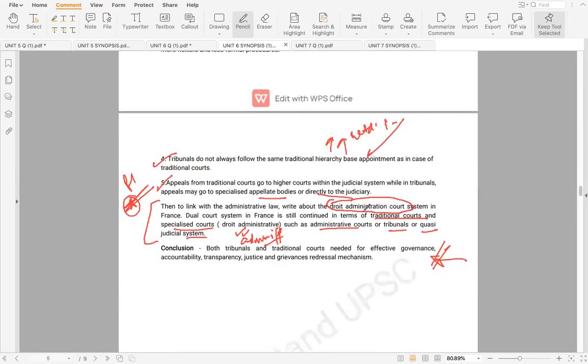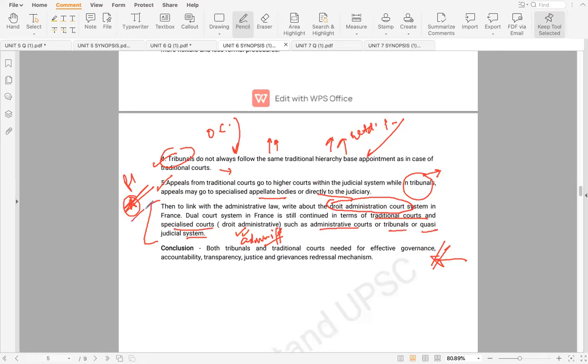Also, tribunals do not follow the traditional hierarchy based appointment, in the sense that you can also have retired bureaucrats coming into the tribunals. However, this is not the case with ordinary courts or traditional courts. Moreover, retired justices from the ordinary courts can also come into the tribunals. You know that appeals from the traditional courts go to the higher courts directly. However, as far as tribunals are concerned, you can also have appellate bodies within the tribunals or for the tribunals, or they can directly go to the judiciary.